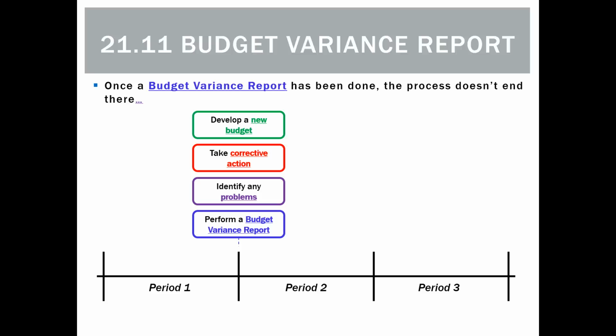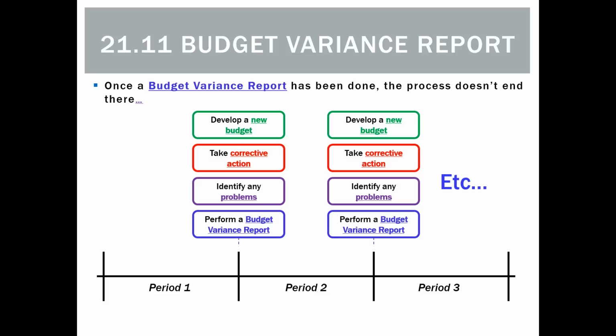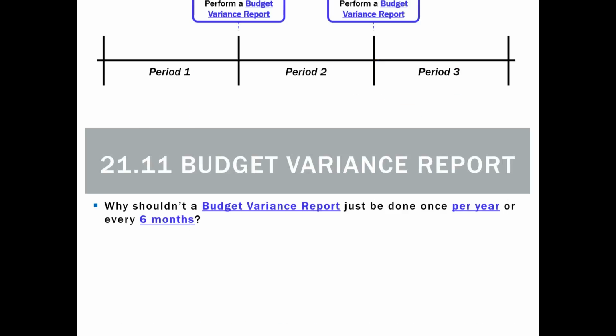So once period 2 has happened, we want to do a budget variance report to compare our actual results with our budgeted results. We want to identify any significant problems. We want to take corrective action to fix them. And then we want to develop a new budget. Then period 3 will happen, and we'll keep doing it each period: perform a budget variance report, identify problems, fix them, and then develop a new budget.